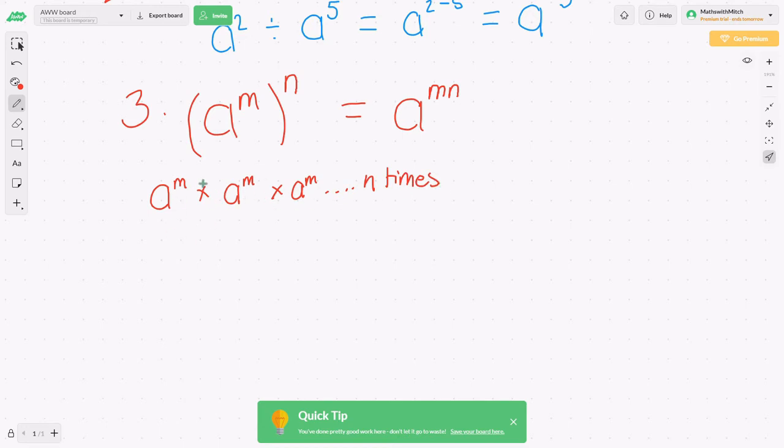So it's timesing the whole term of a to the power of m by itself, and that's where you get this result. So it's not just a case of adding them together, it's a case of timesing them by the amount of n times. So let's do an example of a to the power of 2. We then cube that whole term. That'll give us a to the power of 2 times 3, which equals a to the power of 6. So you can see there with the examples how to do all three of our core rules, and we're then going to use them to look at the next three.